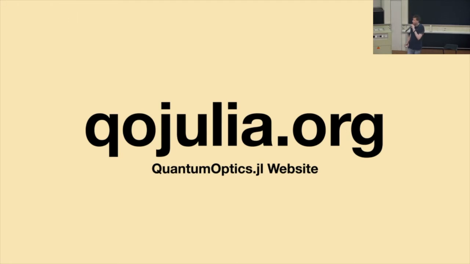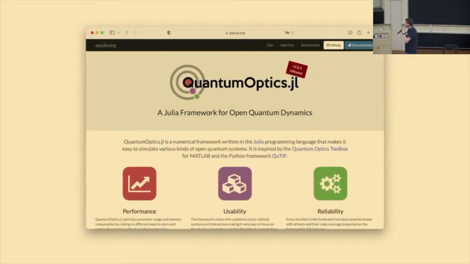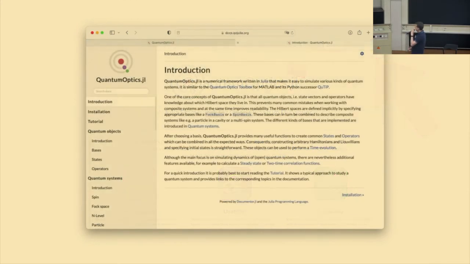And again, let me reiterate from yesterday, the most important resource that you have when you deal with QuantumOptics.jl is the website, qjulia.org, and you go there, and again, on the top right-hand side, you have the documentation. And in the documentation, you do not only find everything explained, also with a physical background and numerical computational backgrounds. So all the algorithms and all the ideas, the individual approaches are explained there.